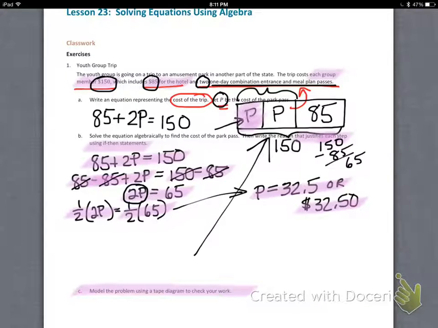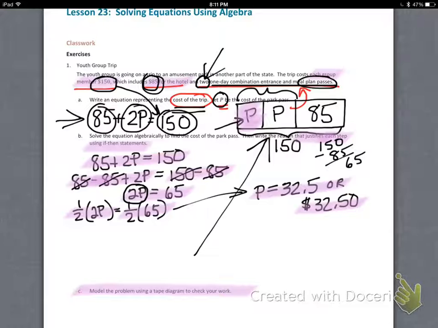So for the cost of the trip, we know the total was $150. We know to put that over here, because it says it cost each member $150. We knew that it was $85 already for the hotel, but we didn't know the plan pass. We know we have 2 of those, so that equals the 2p, and therefore we have our equation.